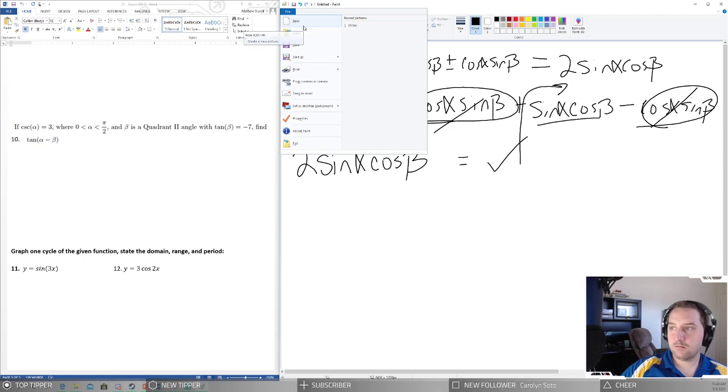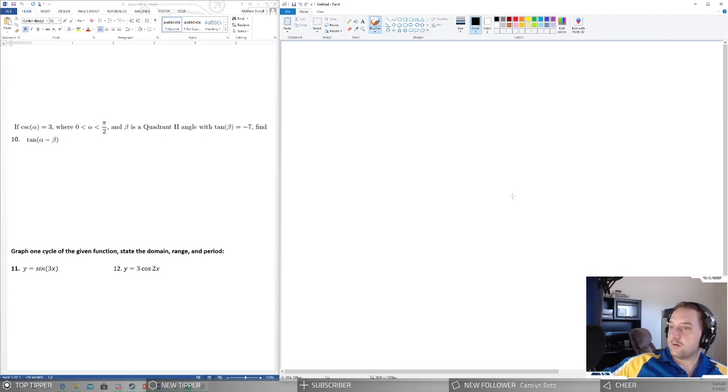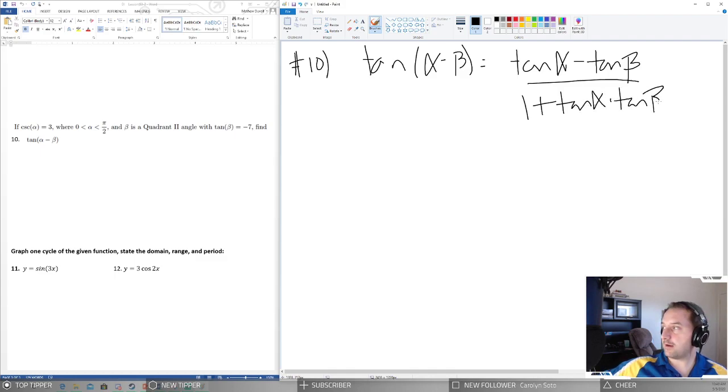Let's look at number 10. So for number 10, it's tangent alpha minus beta. So immediately my identity should be tangent alpha minus tangent beta over 1 plus tangent alpha times tangent beta. So I just need to find what tangent alpha is and what tangent beta is, plug it in, and then simplify.